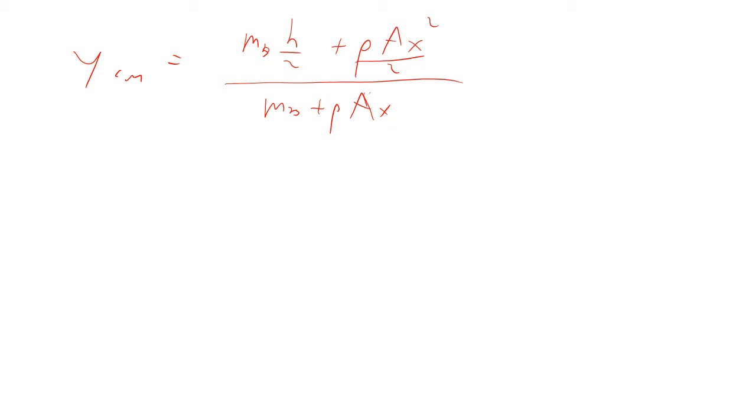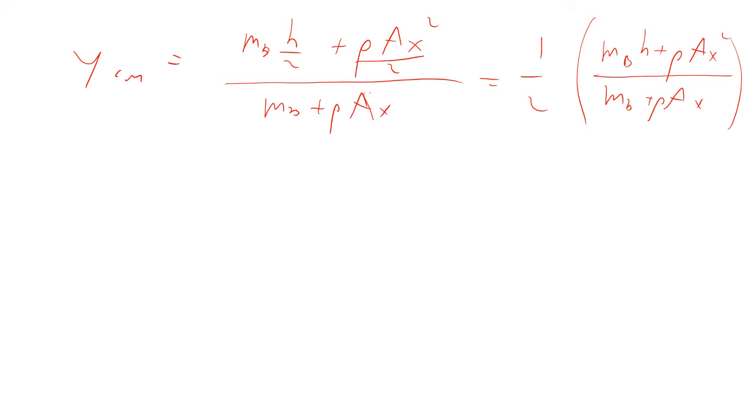Okay. Well, I can actually factor out the 1/2. So this is 1/2 of (m_barrel h plus rho a x squared) divided by (mass of the barrel plus rho a x). Now, I want to find when that's a minimum. How do you find the minimum of a function? Well, what you do is you take the derivative with respect to x and set that equal to 0.